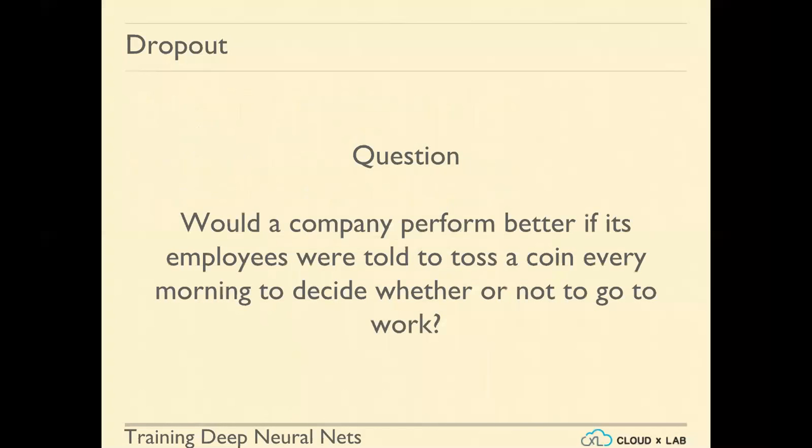Imagine a very strange company in which employees were told to toss a coin, and if it is heads, they should come to the office. If it's tails, they should not come. So every morning, the employees toss the coin and, based on the result, decide whether to go to the office. Do you think this company will be more efficient or less efficient? Anybody?